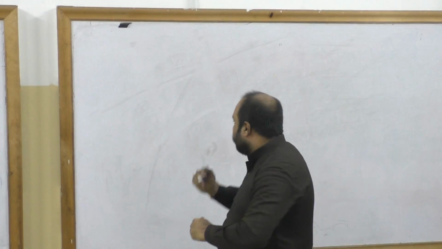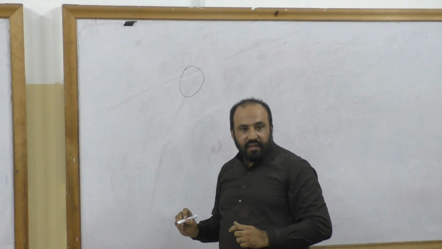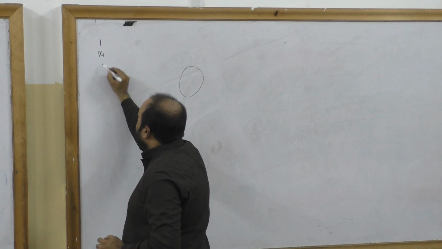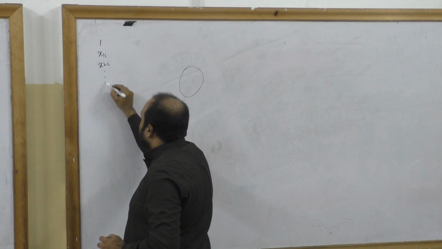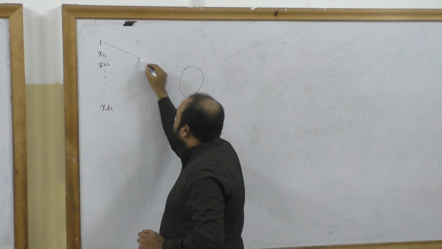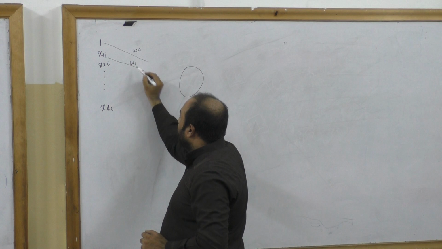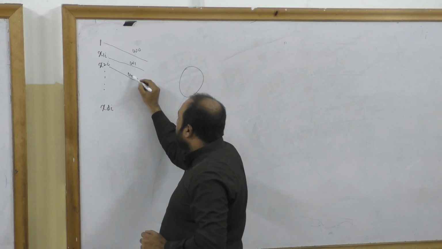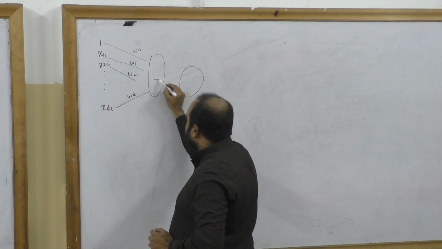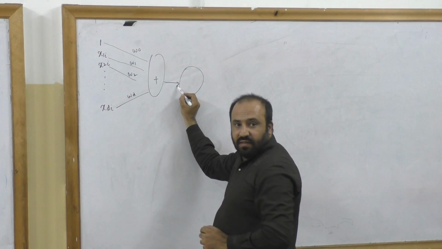Here is the motivation. Your logistic regression is the following. 1, x1, x2, ... xD, this is the ith point. This is multiplied by W0, this is multiplied by W1, this value is multiplied by W2, this value is multiplied by WD. All these things add up. Yes? And then the result goes to this.